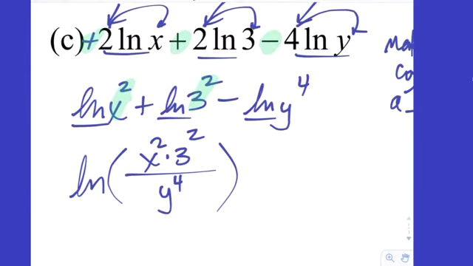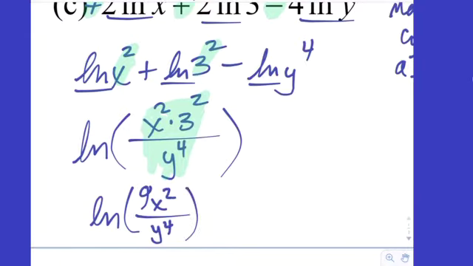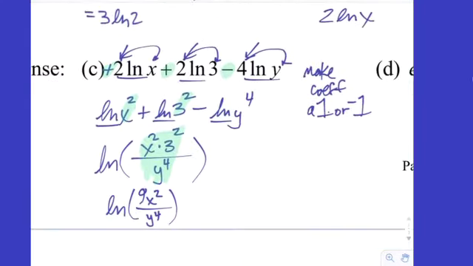And once you condense, then you can start simplifying what the argument is, like we did at the beginning of the year. So this then turns out to be the natural log of, we'll put the number first, 3 squared is 9. And then we typically write things in alphabetical order. So there it is condensed. The natural log of 9x squared over y to the 4th is equivalent to what we started with. So again, you're like playing an accordion. Expanding, condensing, expanding, condensing. They're equivalent expressions to each other.